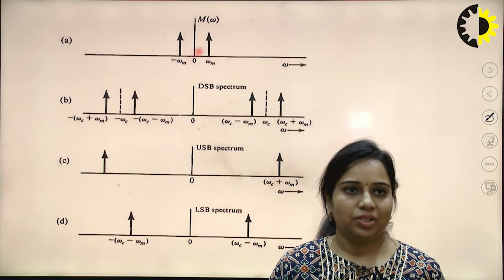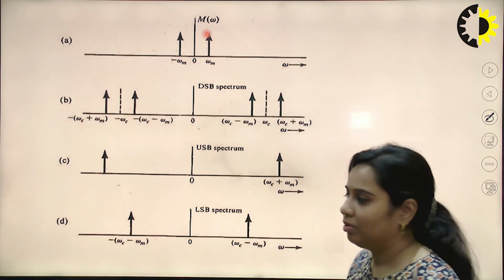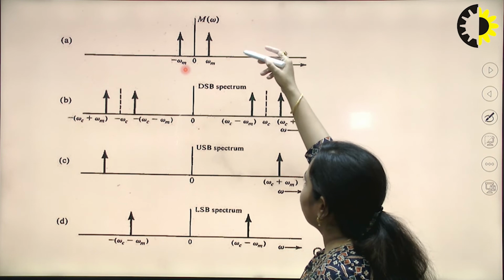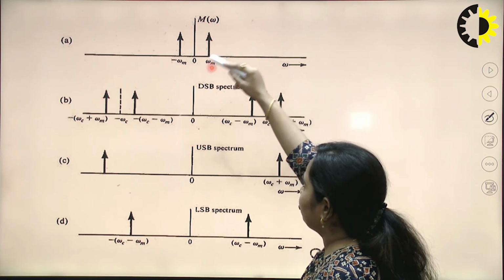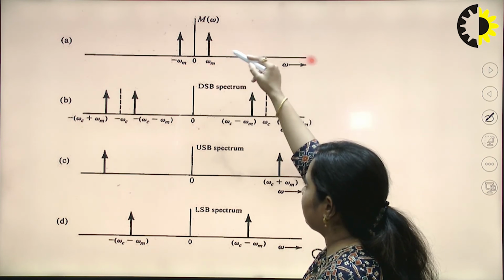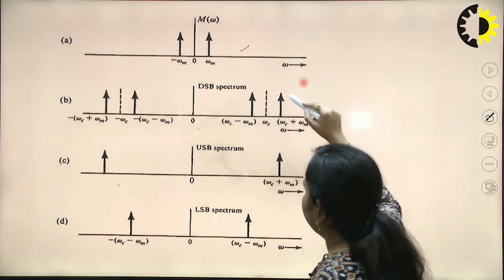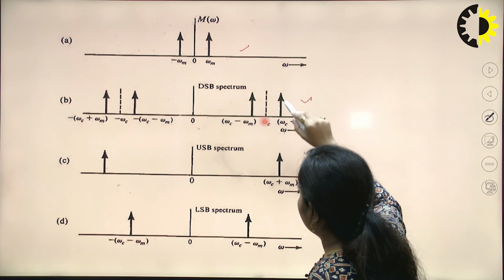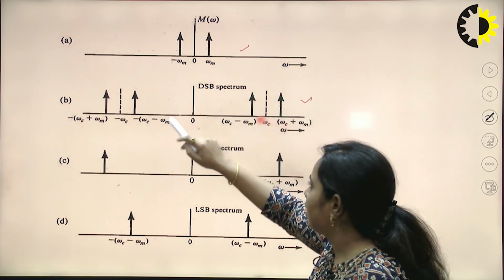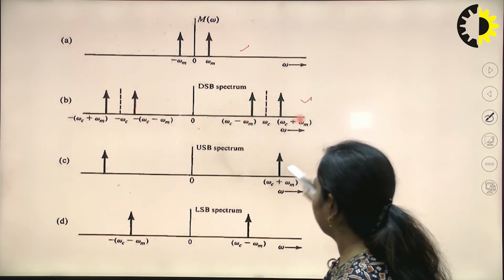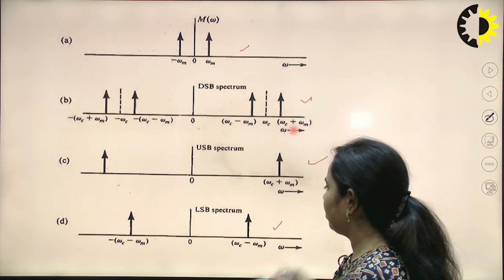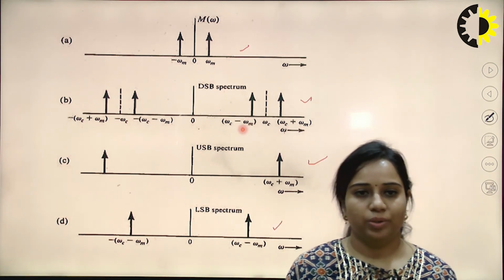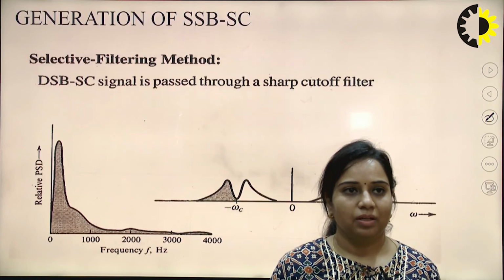Now next is showing the spectrum. You can see that in case of the message signal, two impulse functions are there at minus ωm and plus ωm. In case of the DSB spectrum, there will be again two spectra, this is USB, this is LSB. Now this is for the USB case, this is for the LSB case. So this is another form of showing the spectrum of the SSB-SC signal.